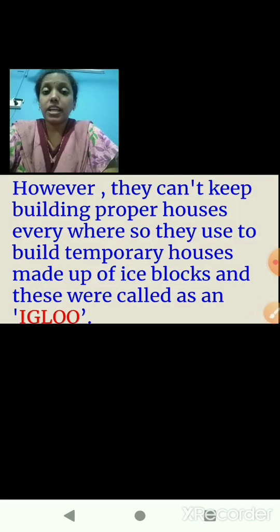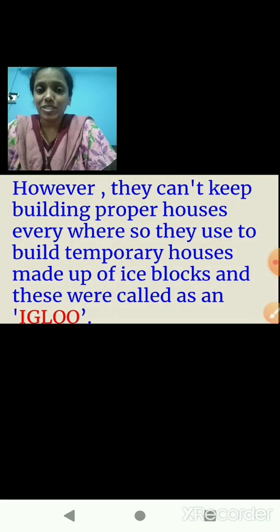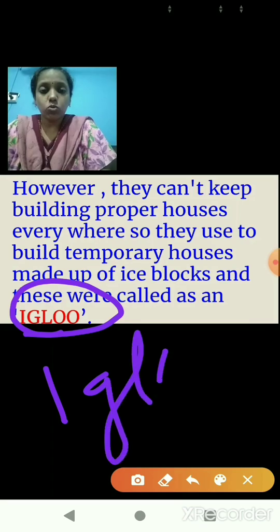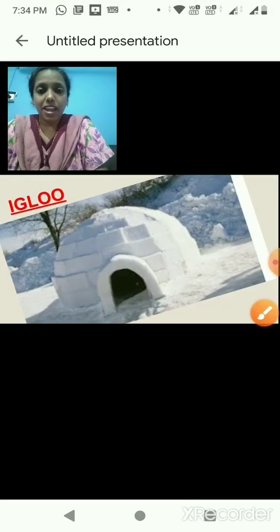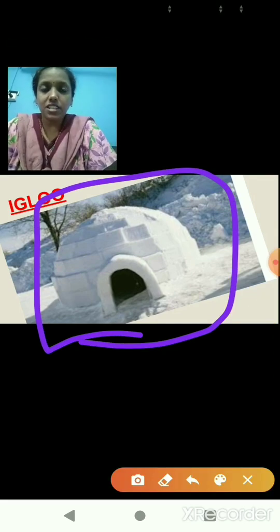However, they can't keep building proper houses everywhere. So they used to build temporary houses made up of ice blocks. We call these houses igloos. What do we call these houses? Igloo. And here is the image. See children, this ice block house is called an igloo.